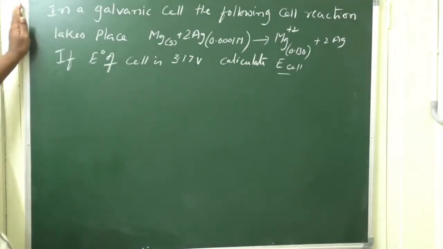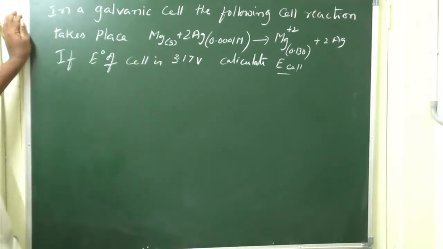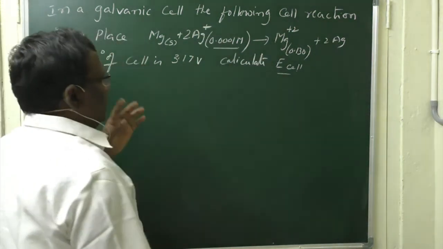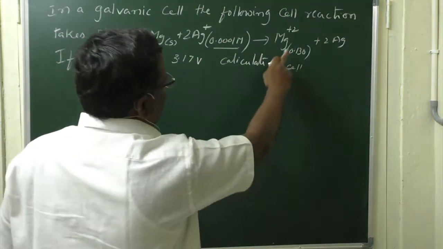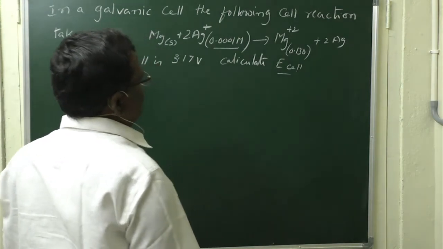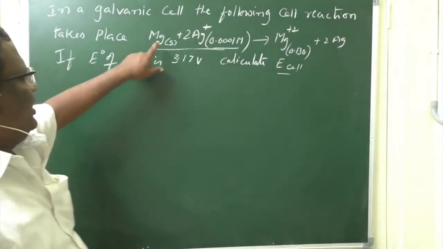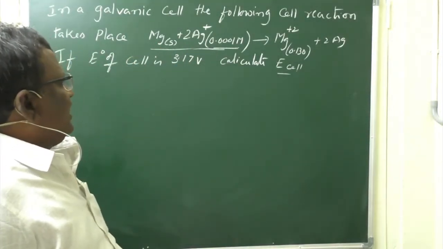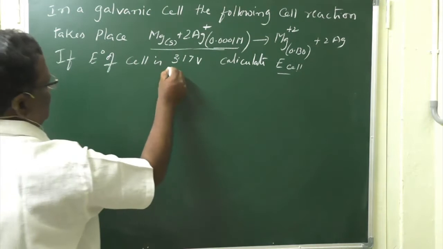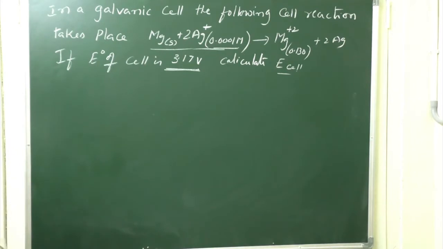In a galvanic cell, the following cell reaction takes place. Magnesium plus 2 Ag+ ions at 0.001 molar concentration gives Mg2+ ions at 0.13 molar concentration and also Ag. This is the cell reaction. According to this reaction, we know that magnesium will act as anode and silver will act as a cathode. At standard conditions, the EMF of the galvanic cell is 3.17 V when both are at standard conditions.